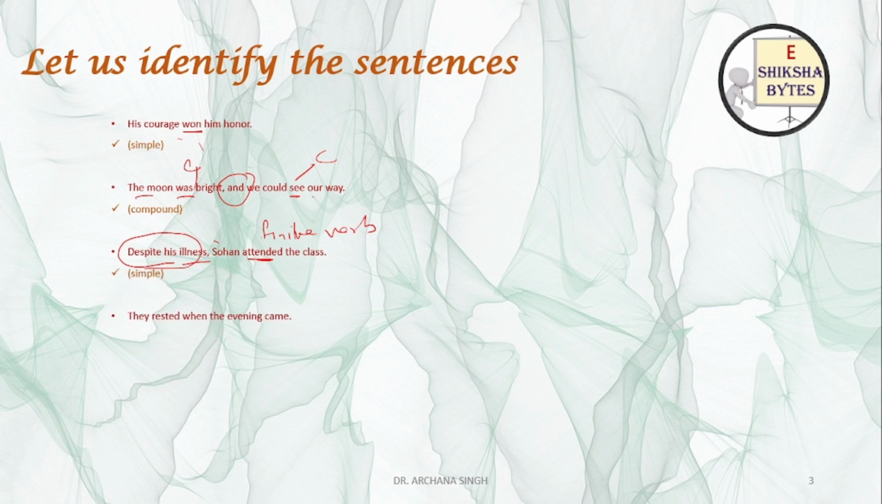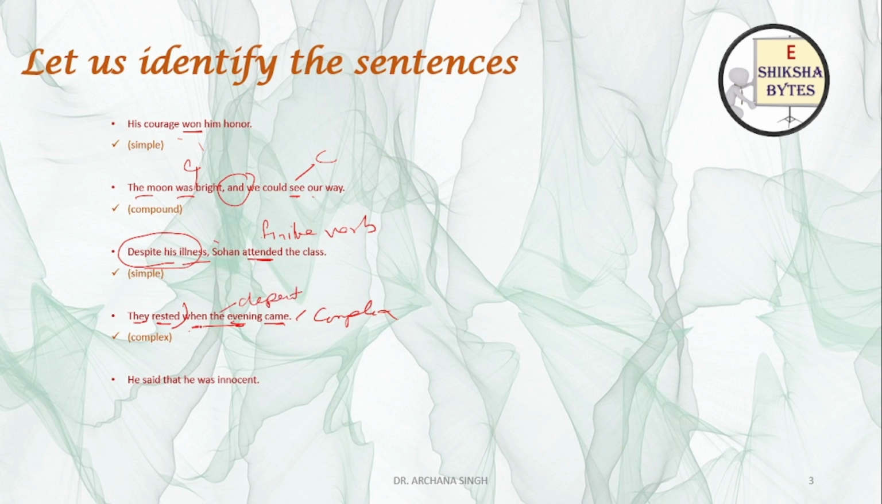They rested when evening came. Now you may feel that this is one sentence giving one meaning and can stand alone, so it is a simple sentence, but this is not a simple sentence. This is your complex sentence. See how? They rested: subject, verb, that too a finite verb. So they rested is one sentence. This is your second sentence, and you have to keep in mind that this is your dependent sentence.